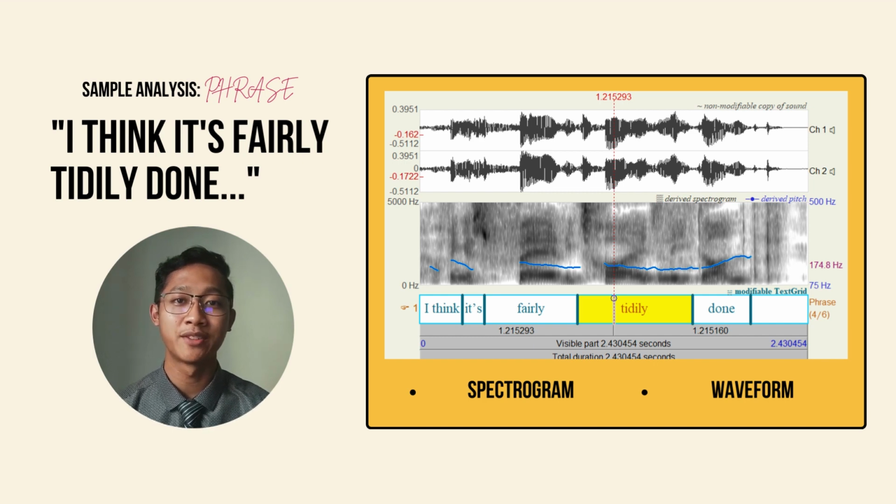Previously my groupmates have explained the steps of using the PRAT software. Therefore, I will continue our presentation on the sample analysis using the software. The samples are taken from the video that we used for the previous assignment. We have chosen a word and a phrase to be analyzed, and I will start with the phrase first.